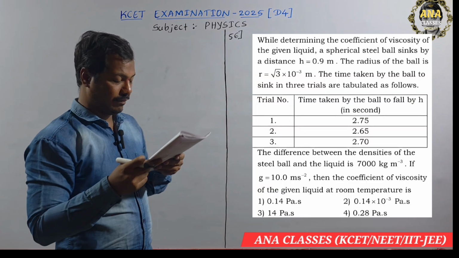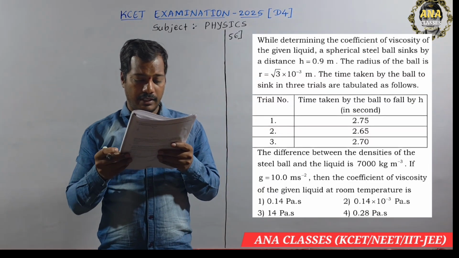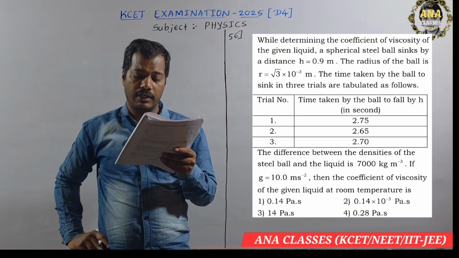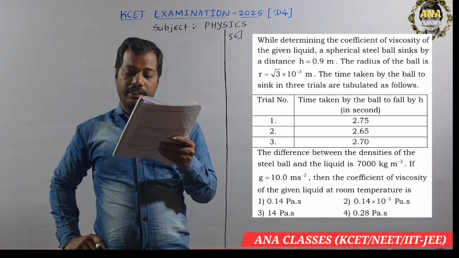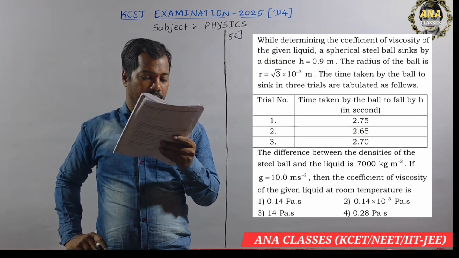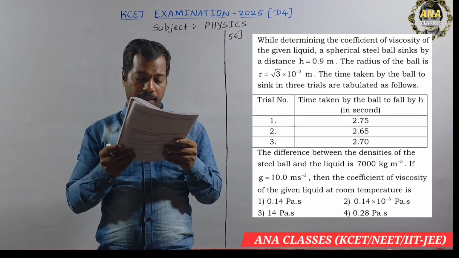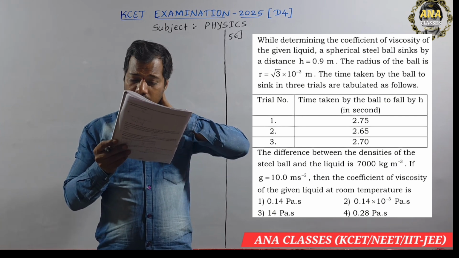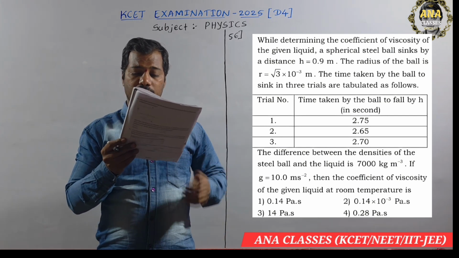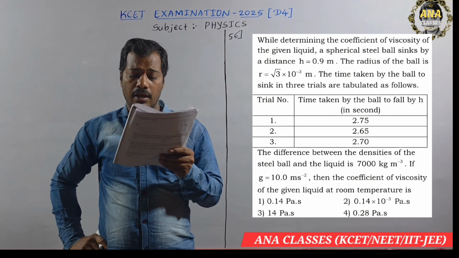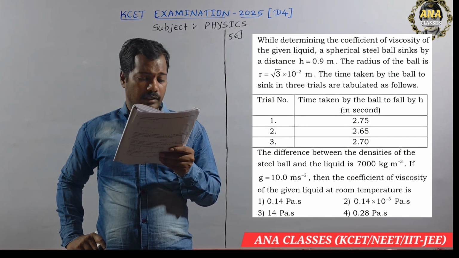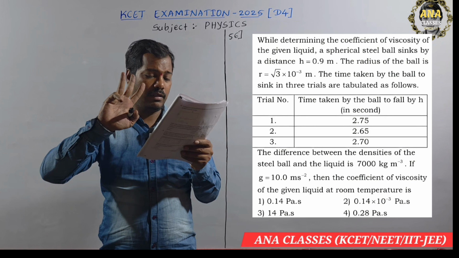Let's go to question number 56. While determining the coefficient of viscosity of a given liquid, a spherical steel ball sinks by a distance of 0.9 meter. The radius of the ball is root 3 into 10 to the power of minus 3 meter. Time taken by the ball to sink, 3 trials.